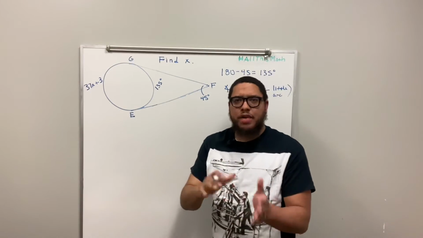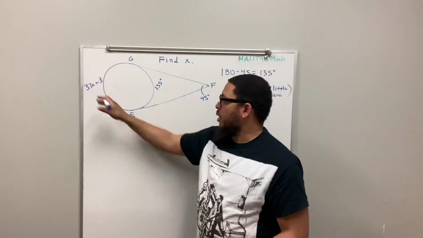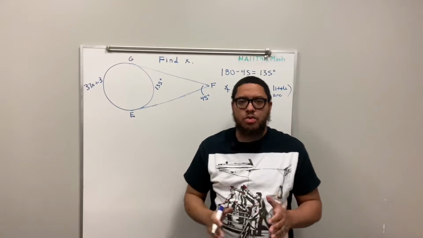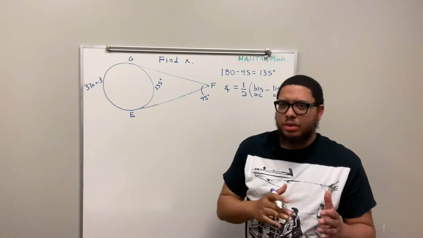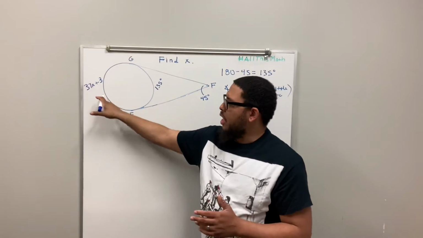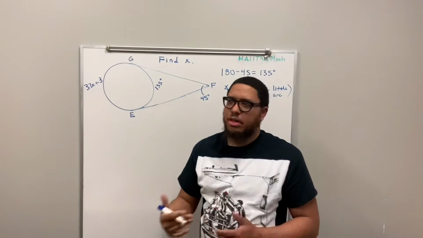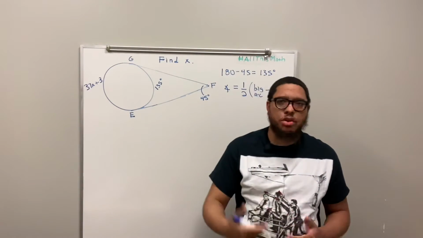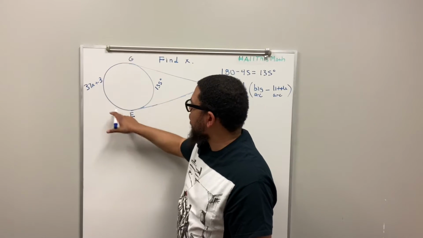Now, let me pause for a minute, because what if I didn't know that this was my little arc? How do I know that this isn't the little arc? This is how you know. Because the total degree measurements of all arcs in any circle must add up to 360. So if this arc is only 135, this other arc is going to be the difference between 360 and 135. 360 take away 100 is 260, take away 30 is 230, take away 5 is 225. So that means that this arc must be 225 degrees.